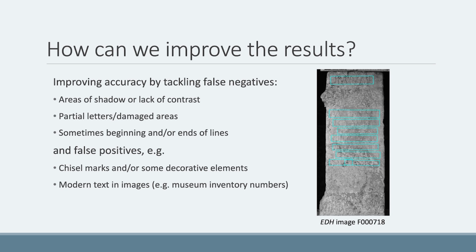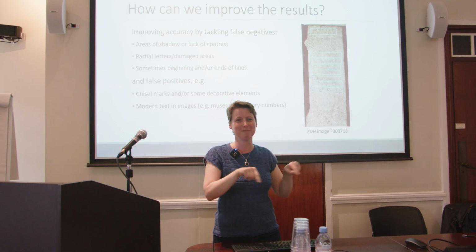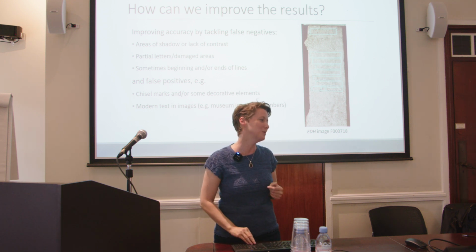And we also need to improve accuracy by tackling the false positives, so things like chisel marks that aren't actually letters, and also, of course, modern inventory numbers, which appear on a lot of inscriptions. I've had a lot of issues with trying to get rid of the modern inventory numbers.